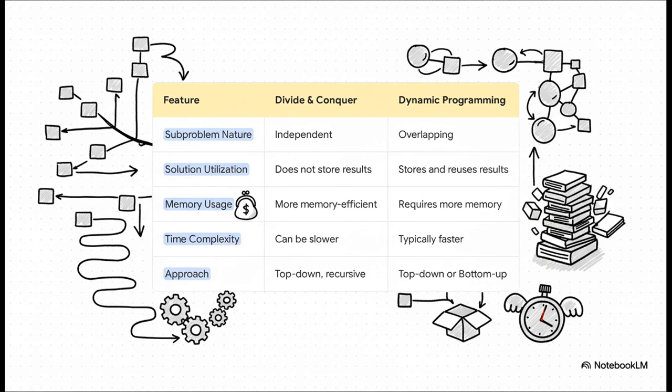This table really lays out the trade-offs so clearly. Just look at the key differences. Dynamic programming handles those overlapping subproblems by storing results. Now, this almost always makes it way faster, but it costs you something: memory. Divide and conquer, on the other hand, is really lean on memory because it doesn't store anything, but it pays the price in time if it has to keep recalculating the same stuff.